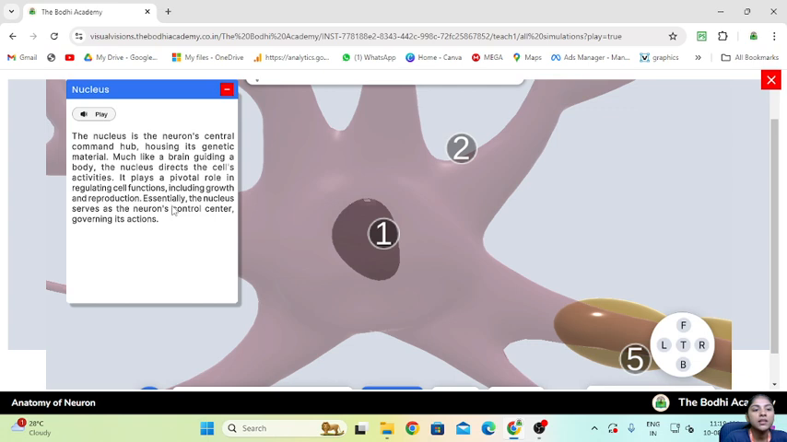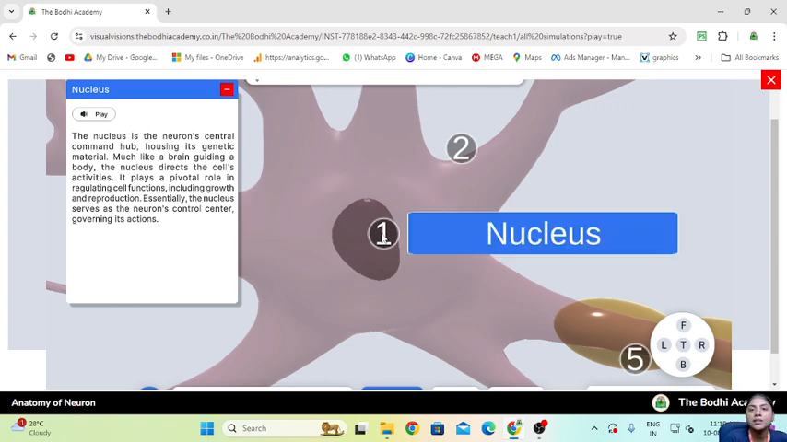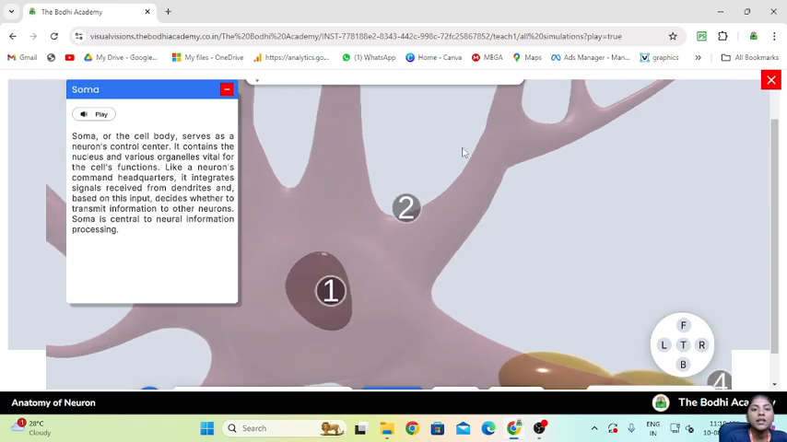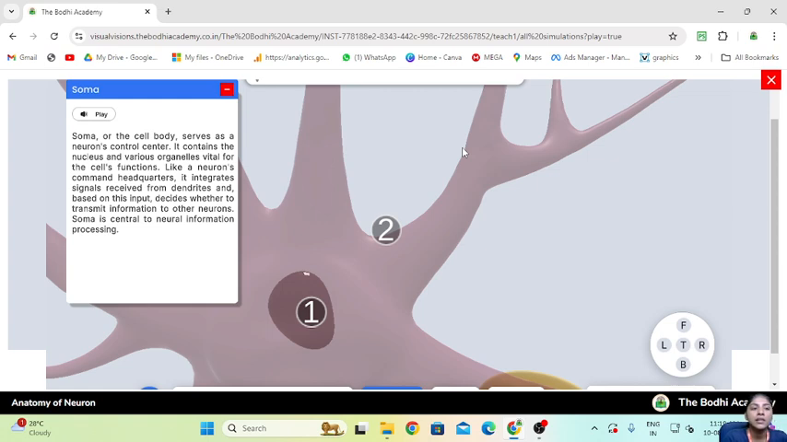Then essentially the nucleus serves as the neuron's control center governing its actions. So all the actions of the cells including all the cell functions, that is growth, reproduction and everything, will be controlled by this nucleus. Then the next is the soma or the cell body.